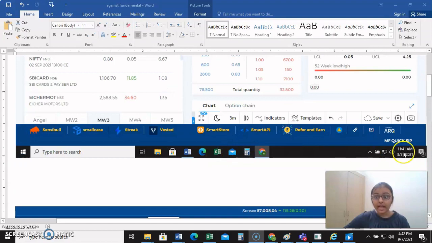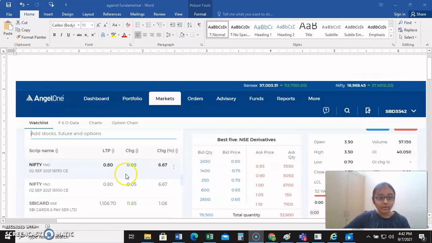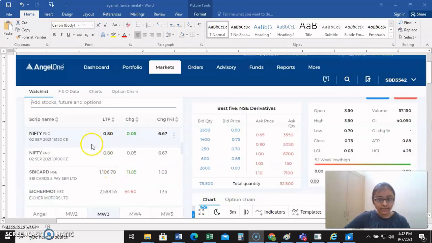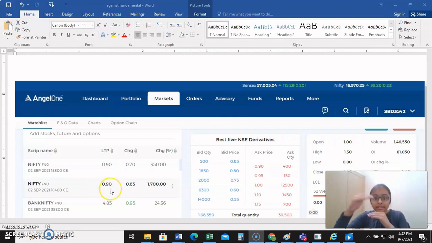As you can see, at 11:41 on 31st August, 18,150 call has LTP of 0.8 and 18,400 call has LTP of 0.90, and it appears against fundamentals. The higher strike price should have lower call premium and vice versa.